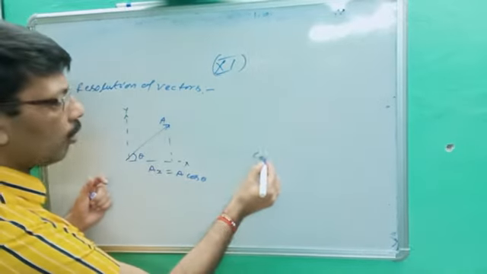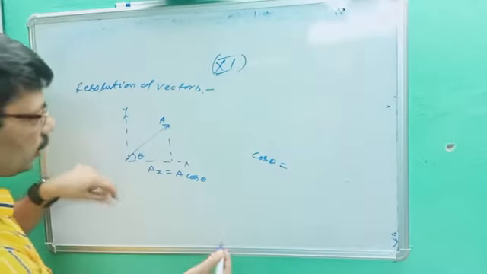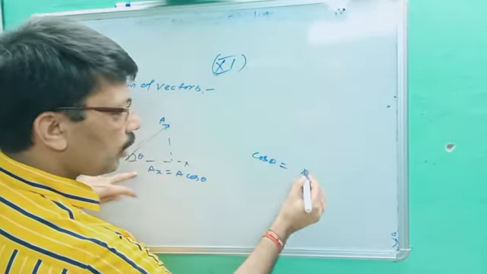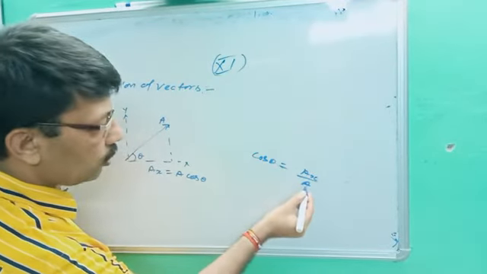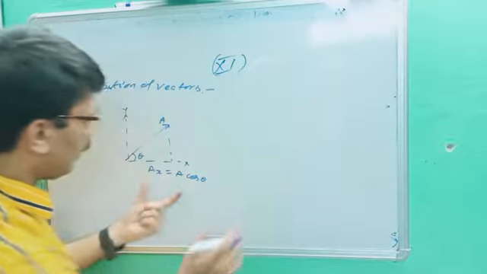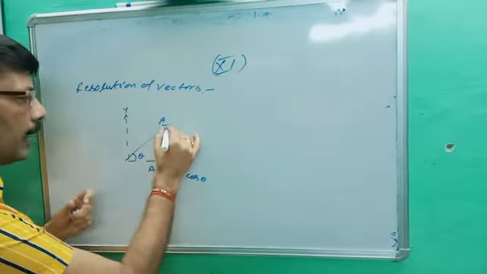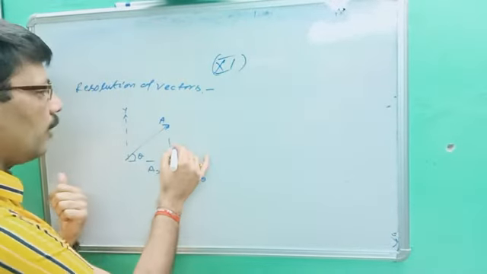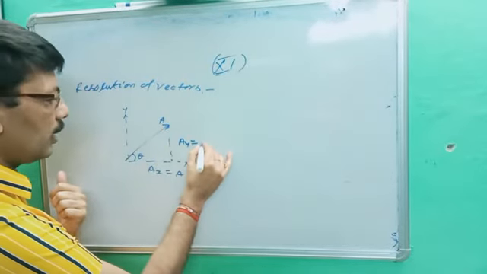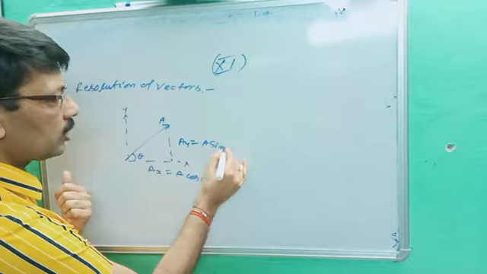Directly we can write Ax is equal to A cos theta. You better know cos theta is equal to base upon hypotenuse. So the base is Ax, upon hypotenuse A. Cross multiply: Ax is equal to A cos theta. And in y dimension, this is the perpendicular, and sin theta is equal to perpendicular upon hypotenuse. So Ay can be written as what? Come on, A sin theta.